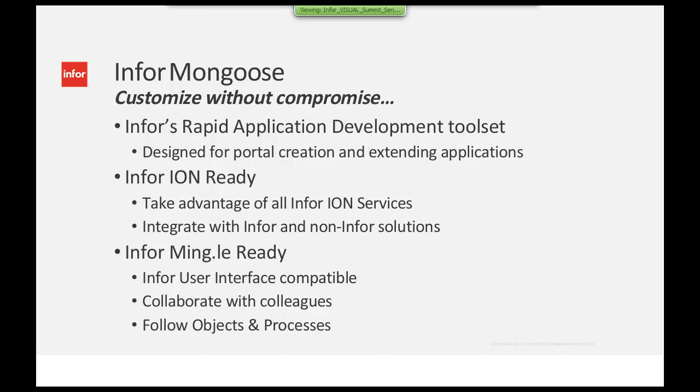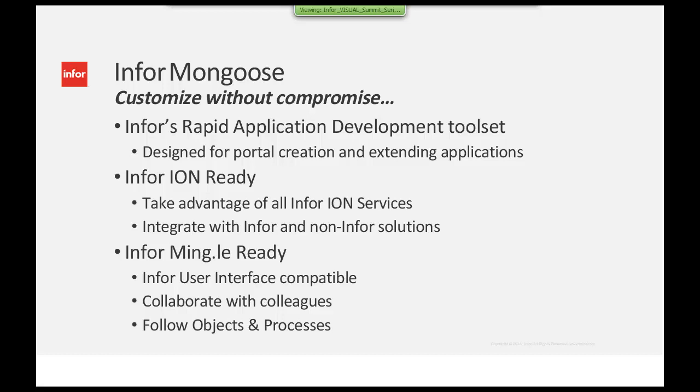The nice thing about Mongoose is that it's ION ready. If we need to start infusing events and transactions, all that framework, all that ability to have an on-ramp into ION is already built. So if you start building applications with Mongoose, the application you're building is already ION ready. It's also Mingle ready, so the look and feel is there, and we can infuse nicely into that Mingle framework.